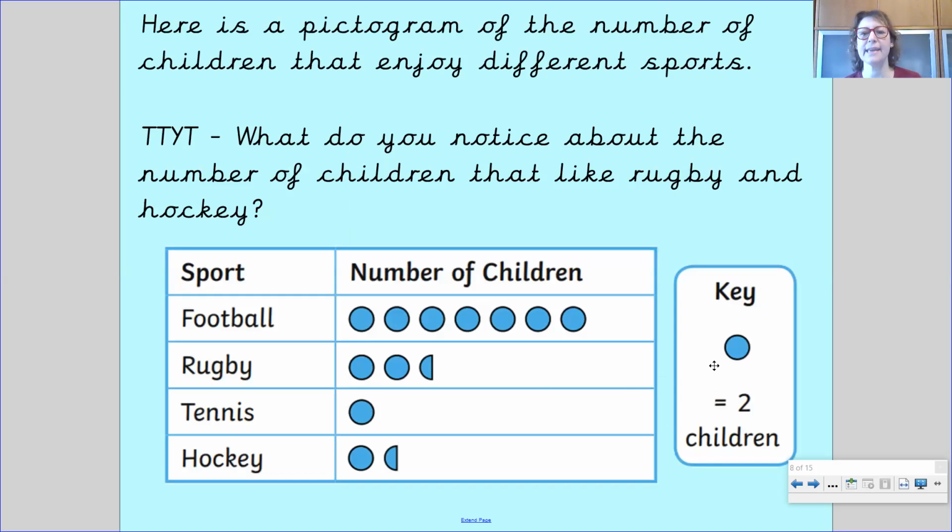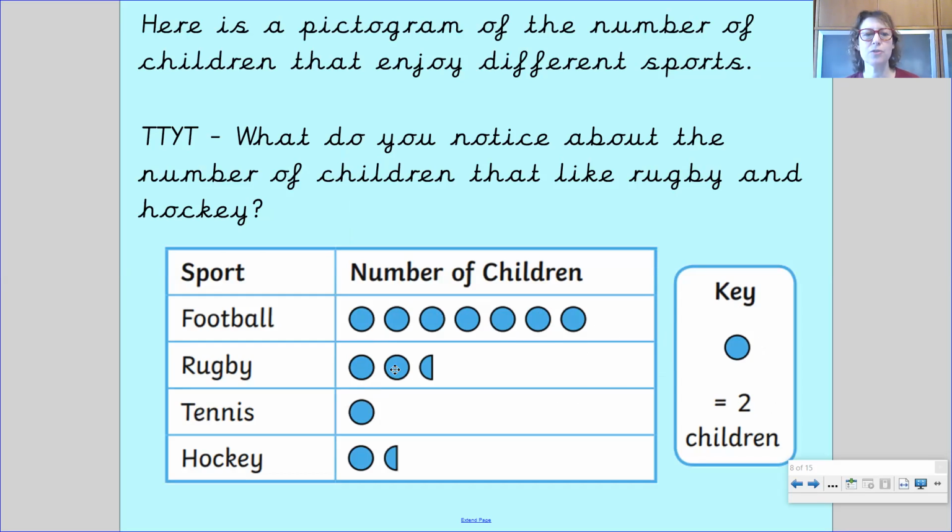So you can see on this key here that there's a circle for 2 children. So when there's only 1 child, you just have half a circle. So you cut it in half down the middle. Doesn't matter if you cut it top and bottom, but it's much easier to do it from side to side. Just cut it in half, and that would be 1 child. So here you've got 2, 4, 6, 8, 10, 12, 14 children who enjoy playing football.